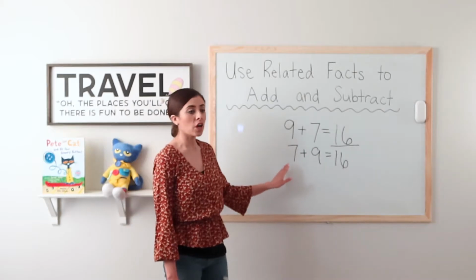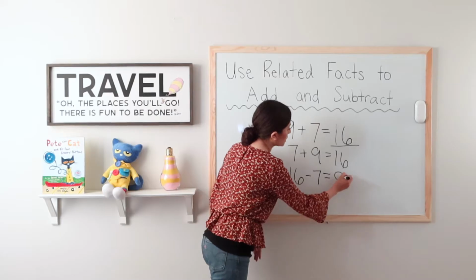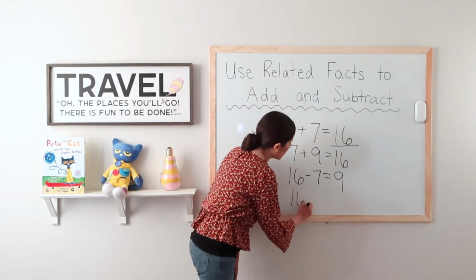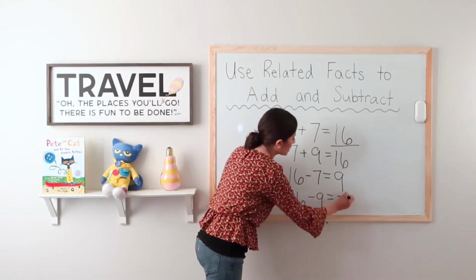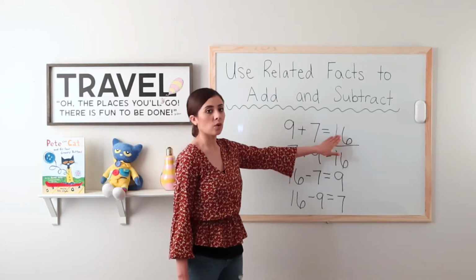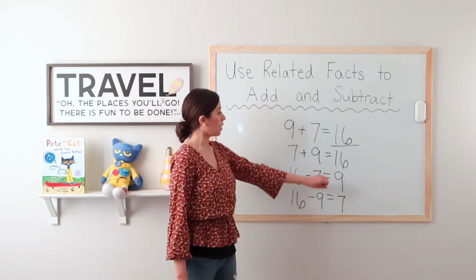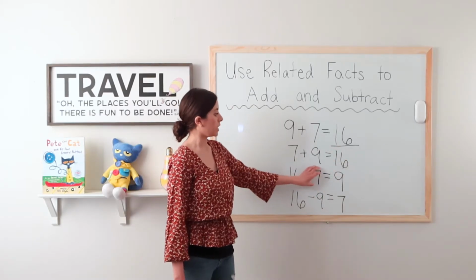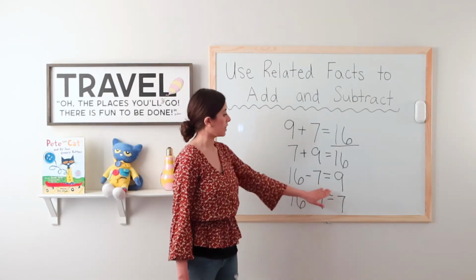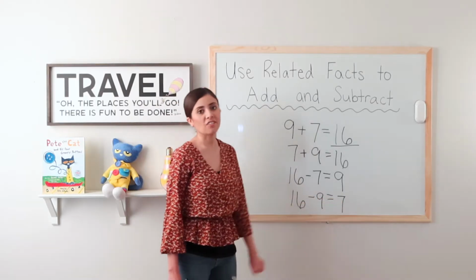I also now know that 16 minus 7 equals 9. And I know that 16 minus 9 equals 7. Part, put them together to make a whole. Or I can take my whole and separate it into the 2 parts, either by taking 7 away first and then the 9, or taking away the 9 first and then 7.